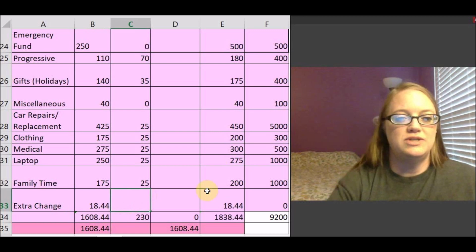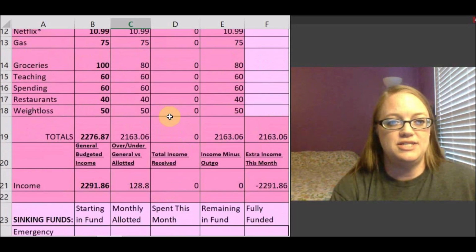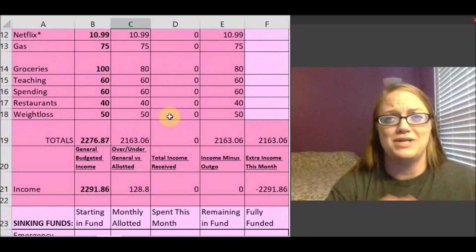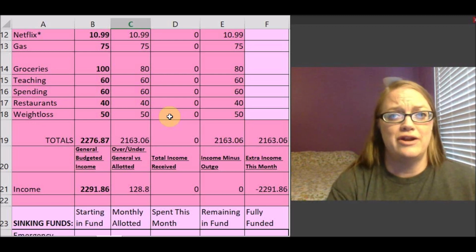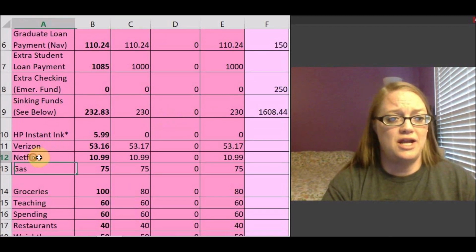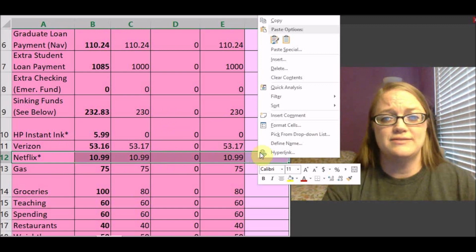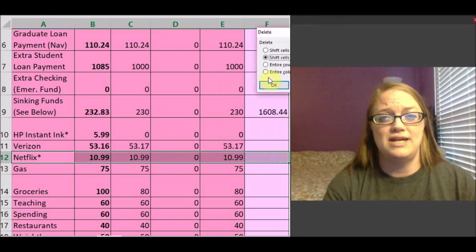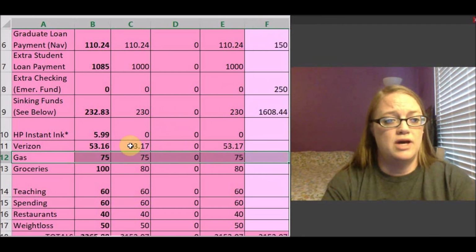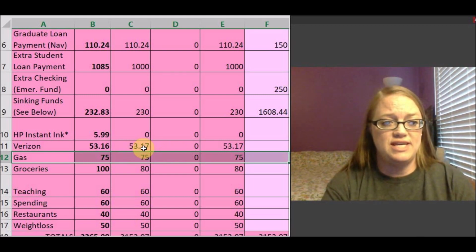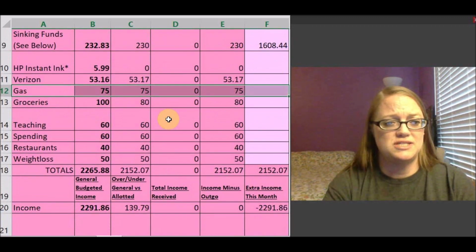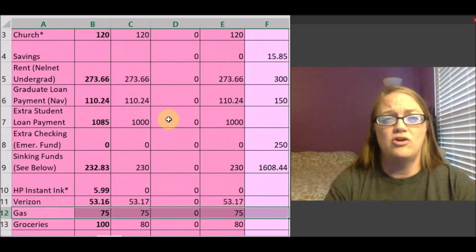I am going to take my extra change off because that needs to change, because I like having round numbers. I don't like having change here and there and everywhere. So in order to change that, I am definitely taking out Netflix because I did away with Netflix, and that's 99 cents right there. I am going to keep my Verizon at 53.17. Anything else with change, I just kind of want to figure all that out. Okay, I think all the change is good.